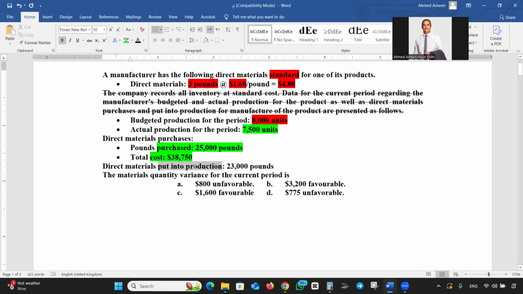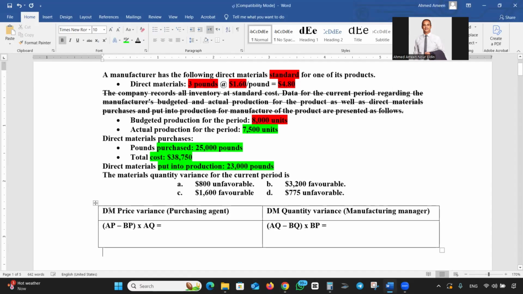Direct materials put into production is 23,000 pounds, and you have to take care that we bought 25,000 pounds while we used in the production 23,000 pounds. The material quantity variance. He is asking about the material quantity variance.